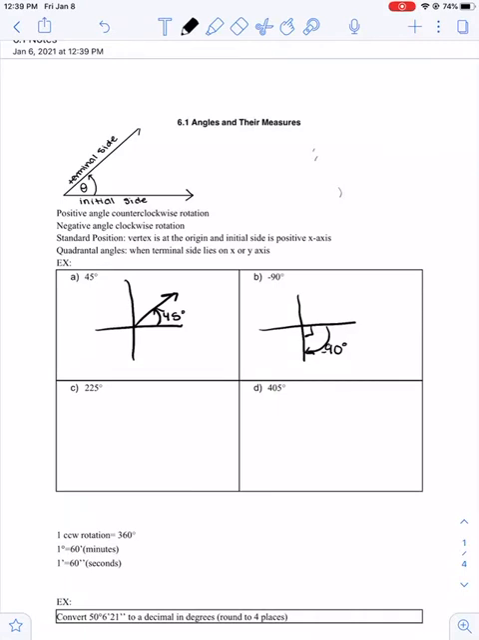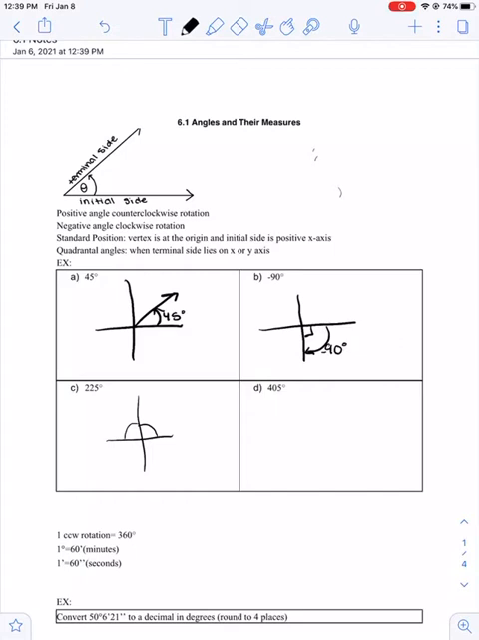225. And if we think, okay, 225, and we know that each quadrant is 90 degrees. So 2 quadrants would be 180. 3 quadrants would be 270. So it's not going into the fourth one, so it's in our third quadrant.